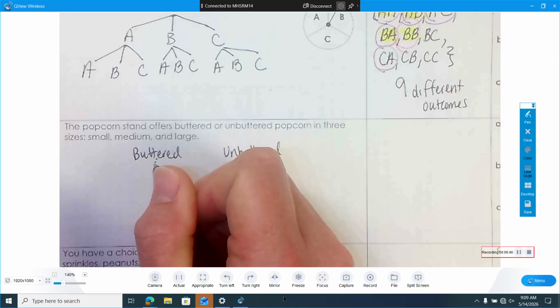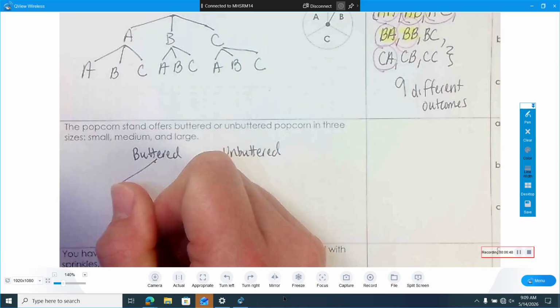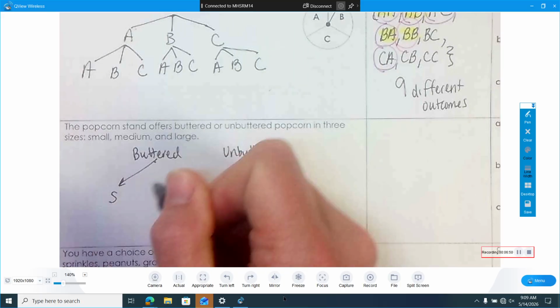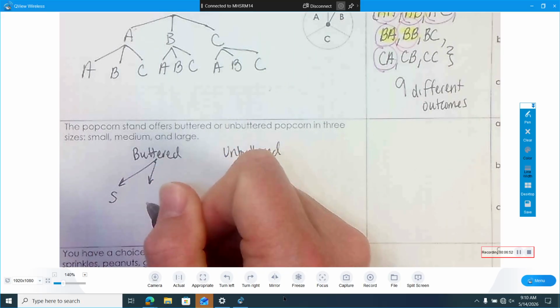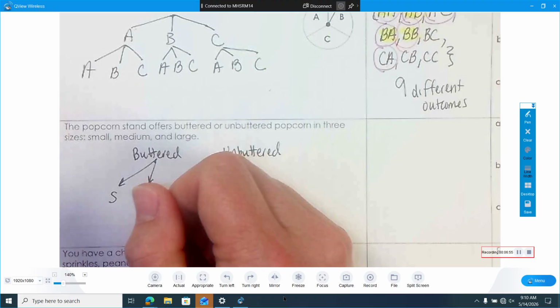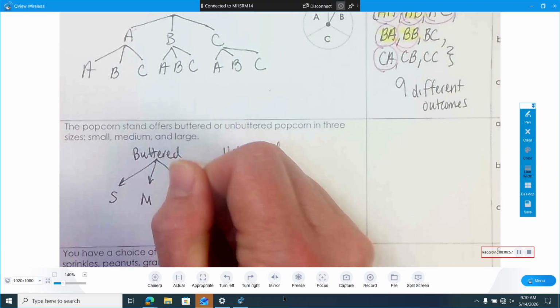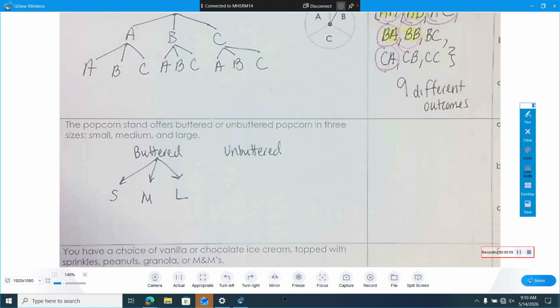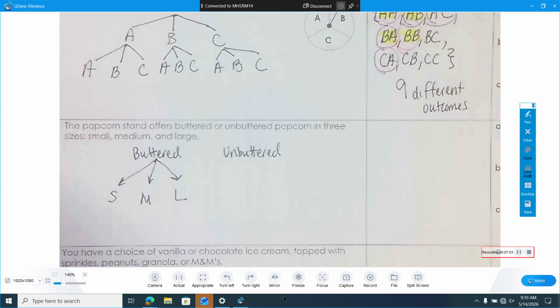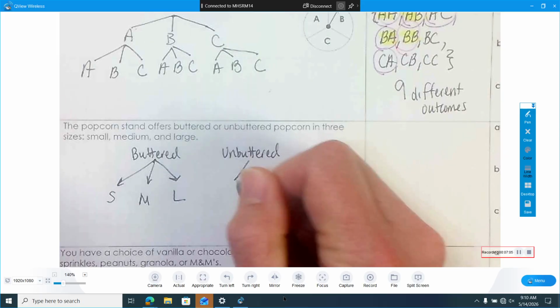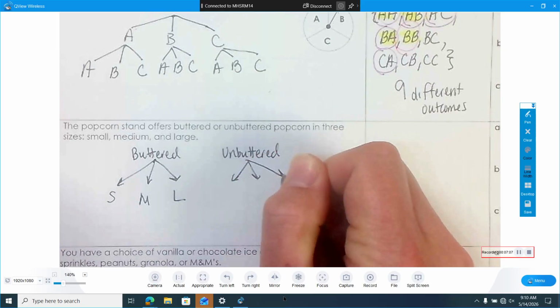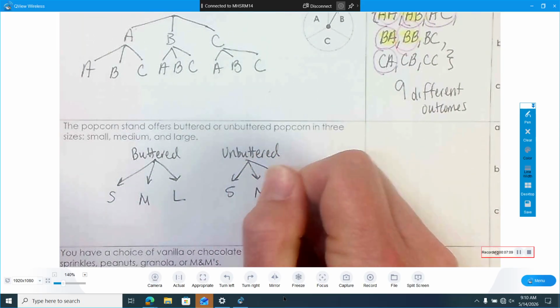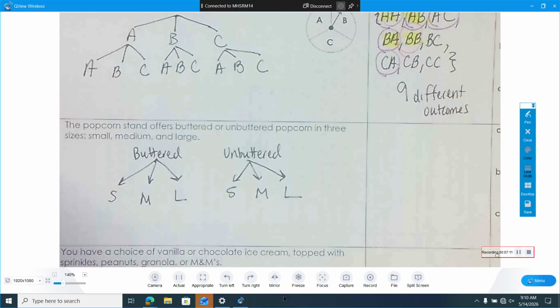What size do we choose? Small? Anybody choose small? No, because it's only $1 more for a large, right? Okay. But we could have a choice. We do have choices: small, medium, or large. And we could, again, choose unbuttered. I don't know who would choose unbuttered, but small, medium, or large there, okay?